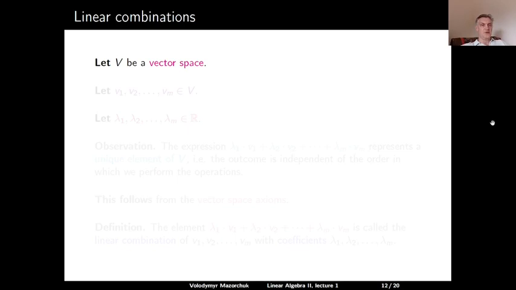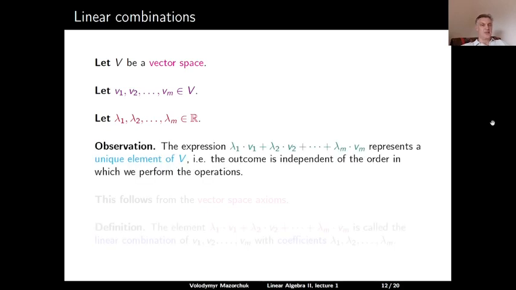Let V be a vector space, and v1, v2, and so on vm be elements in V. Let us choose some scalars lambda 1, lambda 2, lambda m from R. Observe the following. The expression lambda 1 times v1 plus lambda 2 times v2 plus and so on plus lambda m vm represents a unique element of V.